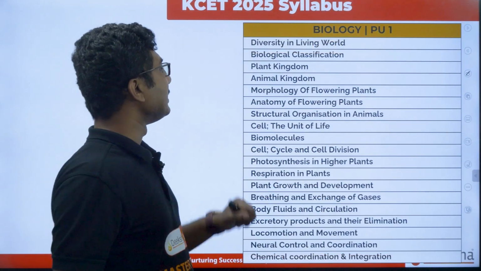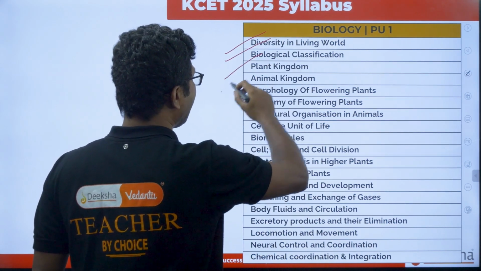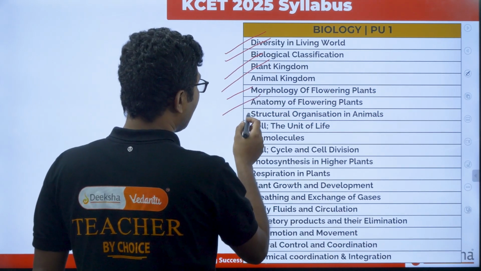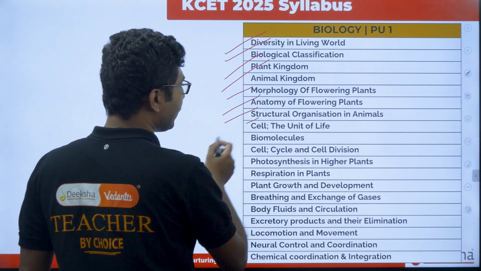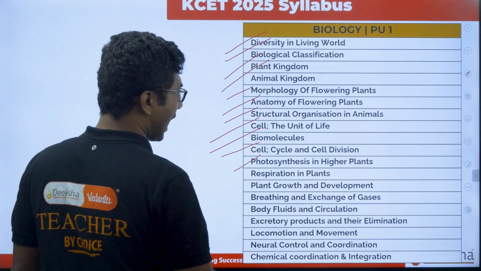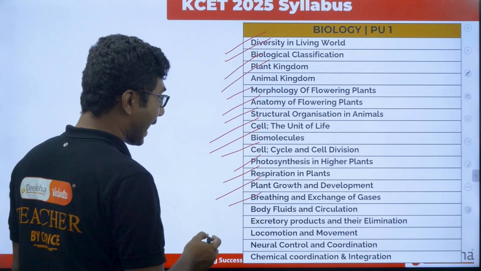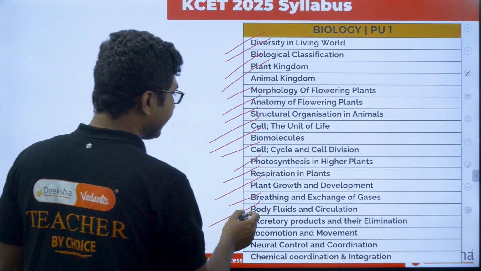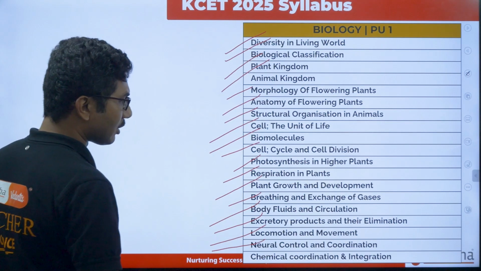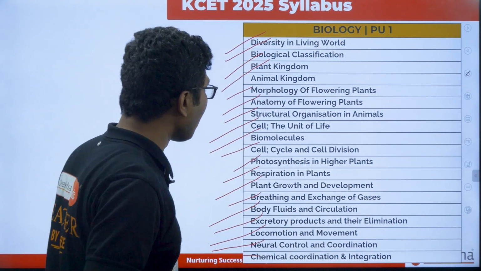Next is biology. In biology: diversity in the living world, biological classification, plant kingdom, animal kingdom, morphology of flowering plants, anatomy of flowering plants, structural organization in animals, cell the unit of life, biomolecules, cell cycle and cell division, photosynthesis in higher plants, respiration in plants, plant growth and development, breathing and exchange of gases, body fluids and circulation, excretory products and their elimination, locomotion and movement, neural control and coordination, chemical coordination and integration. These are all from PU 1. The list is very long.